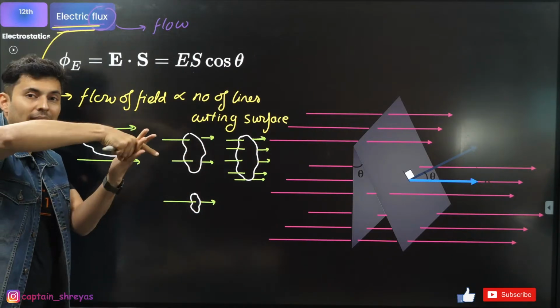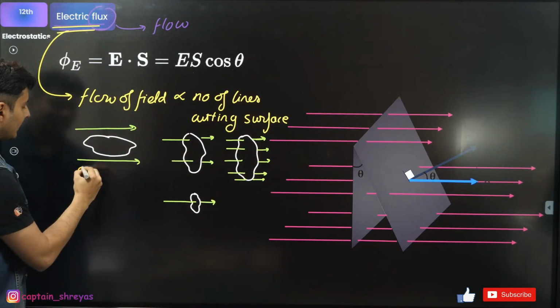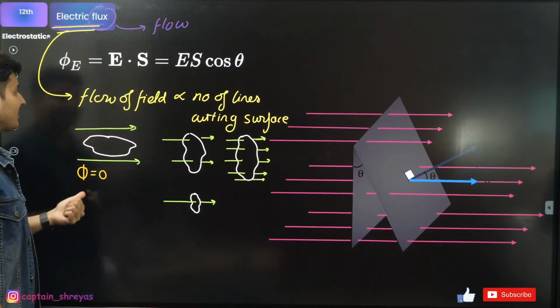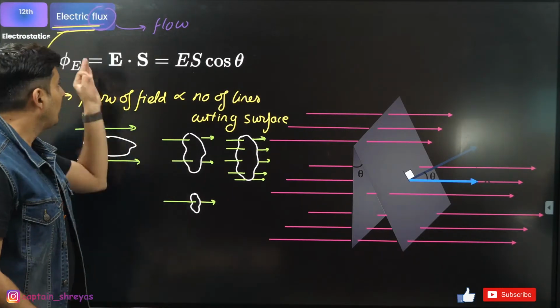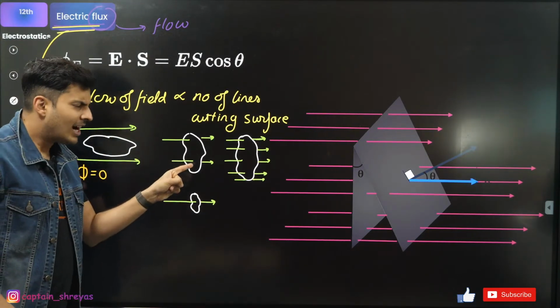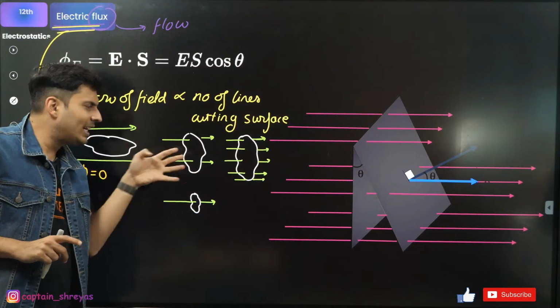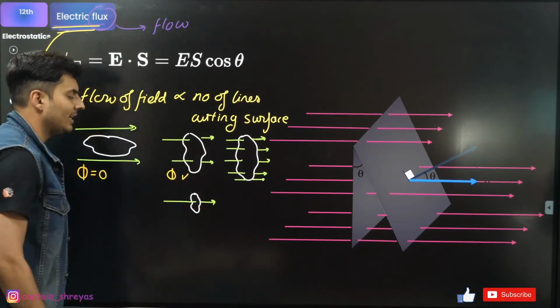Nothing is going through it. It's not piercing through it. So I think here the electric flux should be 0. The symbol of flux is actually phi. The symbol phi is for electric flux. Here it is 0. Here I think there is some field lines piercing through it. Yes, flux is definitely there.